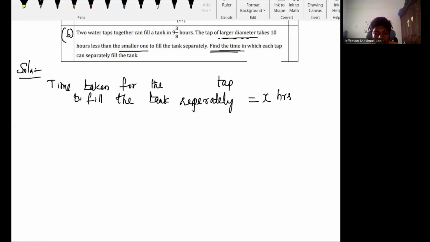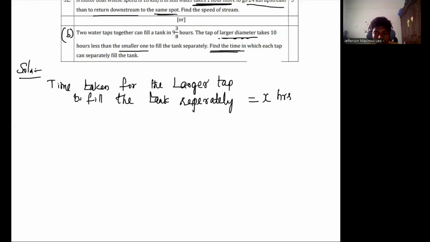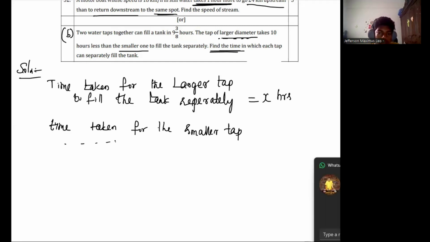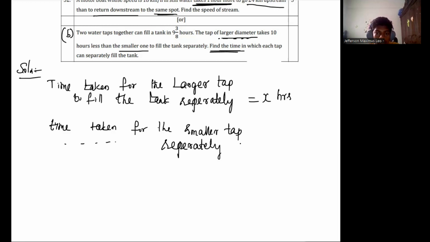Ma'am, we can do it either way. I will explain. This is the larger tap. So the time taken for the smaller one, the smaller tap, to fill the tank separately is equal to... So what term? Not y, use x only. Ma'am, read the question and try to say. Ma'am, 10 minus x. Wrong.